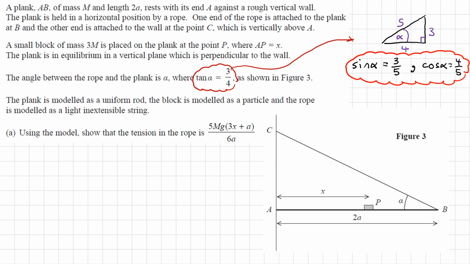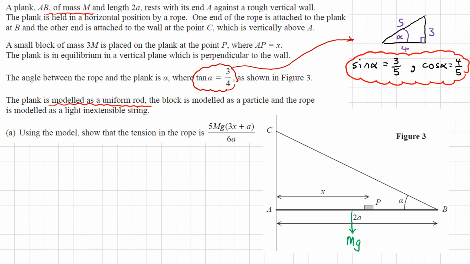What we don't do is try and work out the angle alpha, because we're going to get into all sorts of messy angles and non-exact values. Next thing I'm going to do is to put my forces onto the diagram. Let's start with the plank, which we're told is modelled as a uniform rod, which means I can put its weight in the centre of that plank, and its mass is m. So in the very centre I will put a weight of mg.